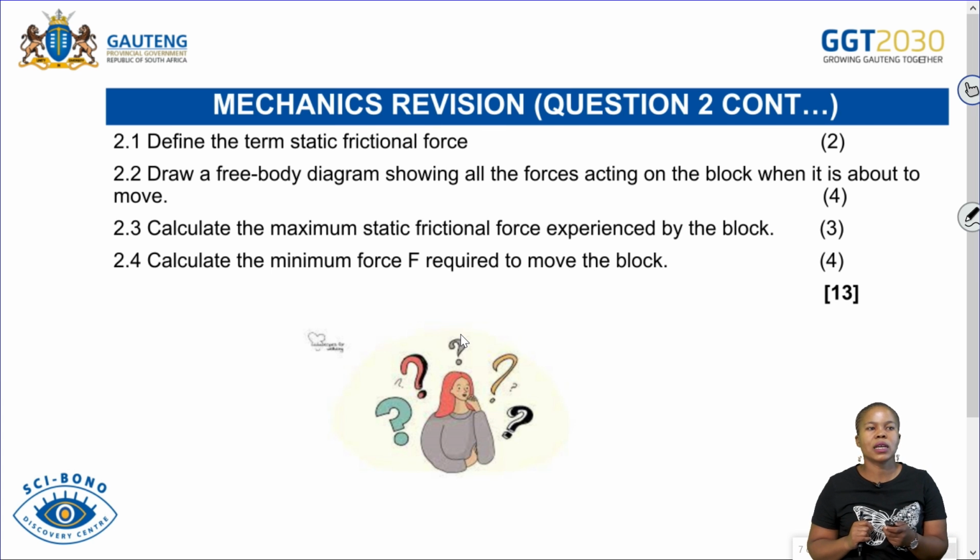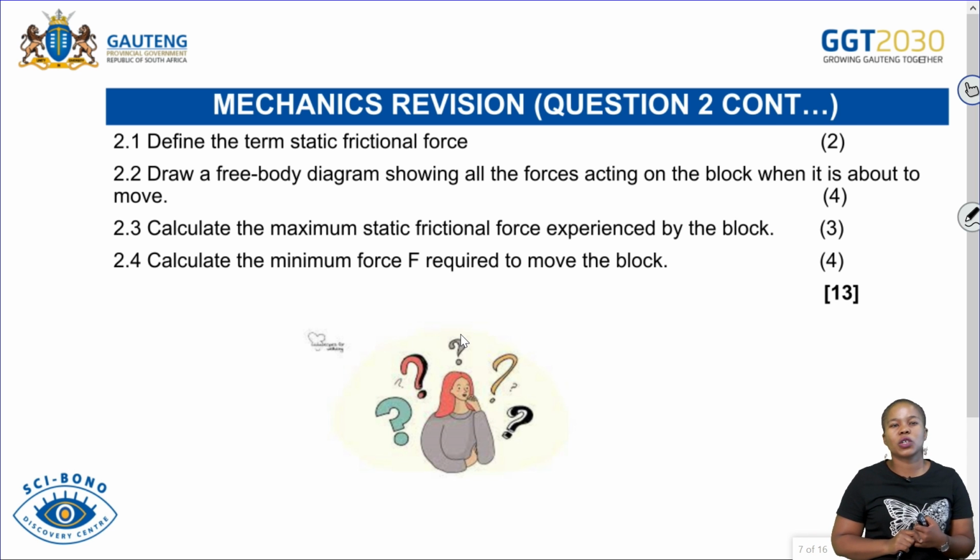Go back a little bit. So you've got your 2.3. Calculate the maximum static frictional force experienced by the block. So you need to know the formula. Even though the formula sheet is always given to you, you should know how to calculate the frictional force, so that you know what variables affect your frictional force.